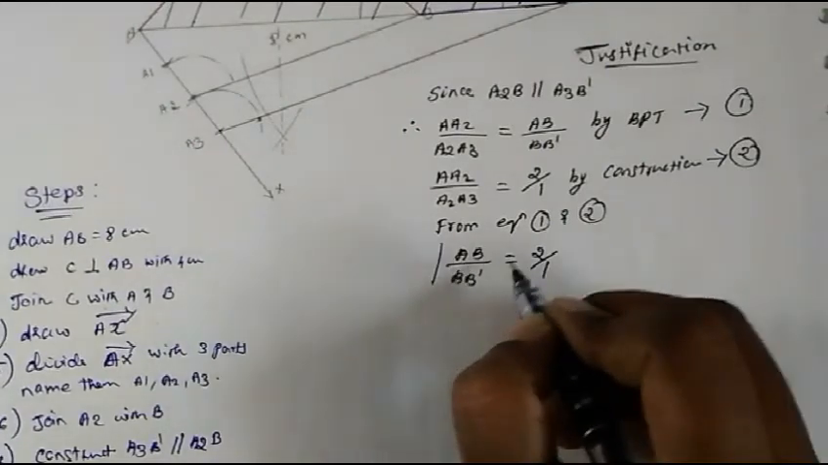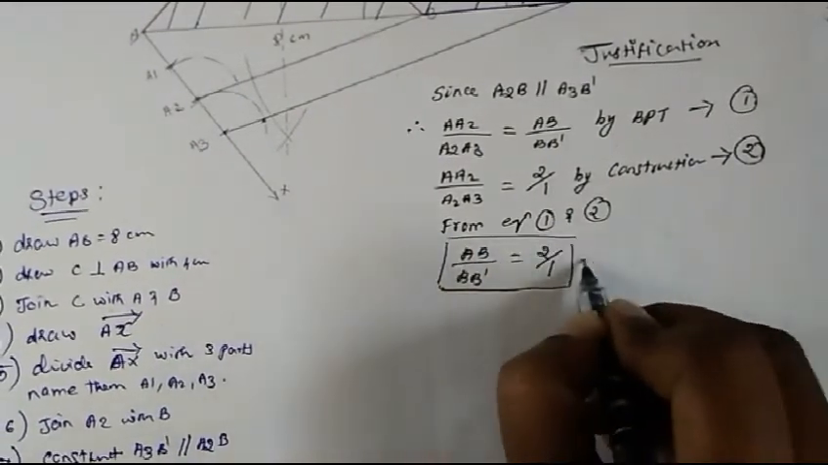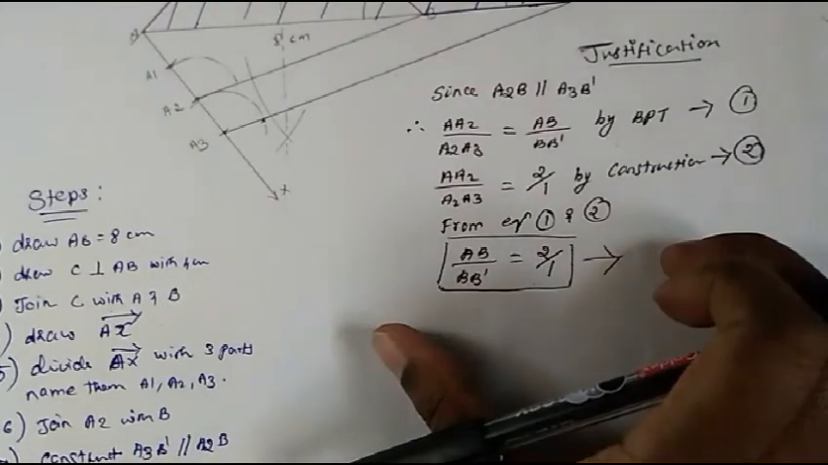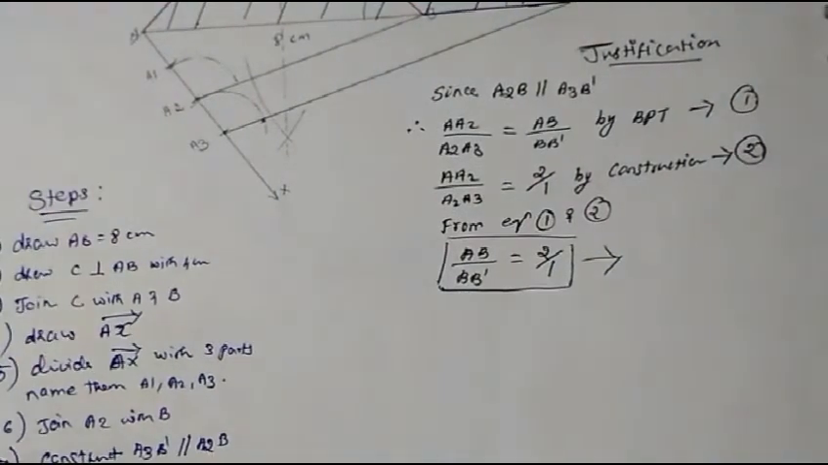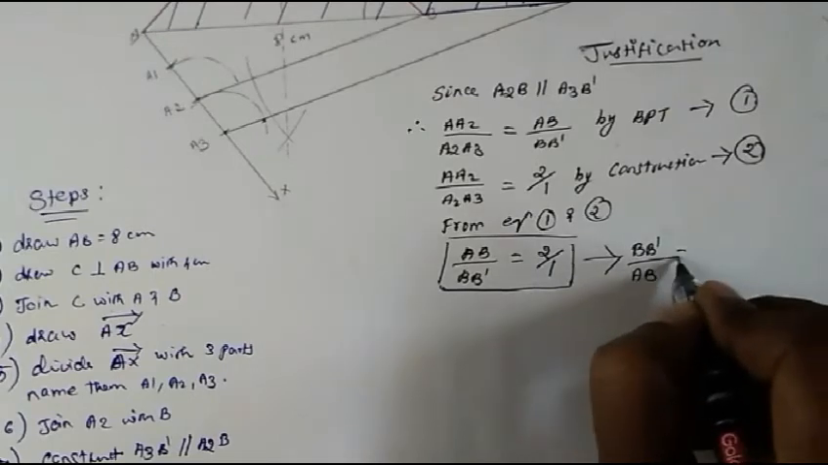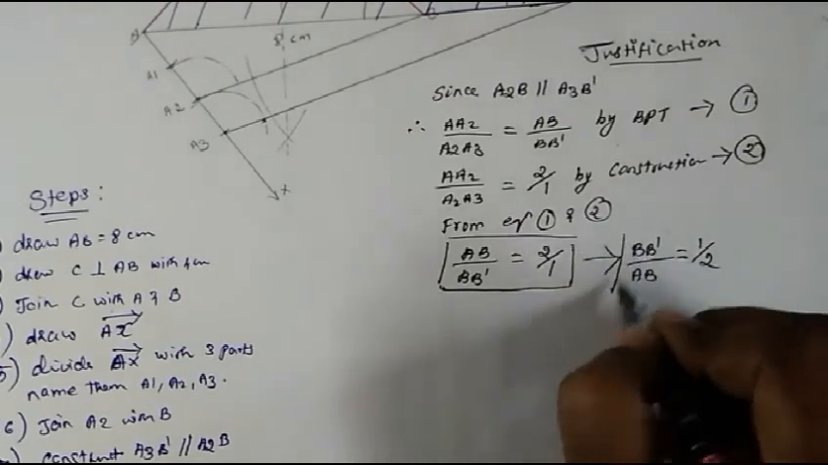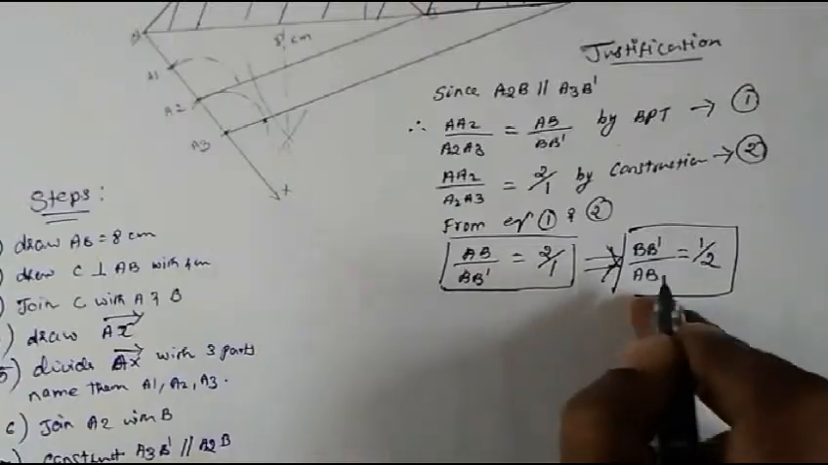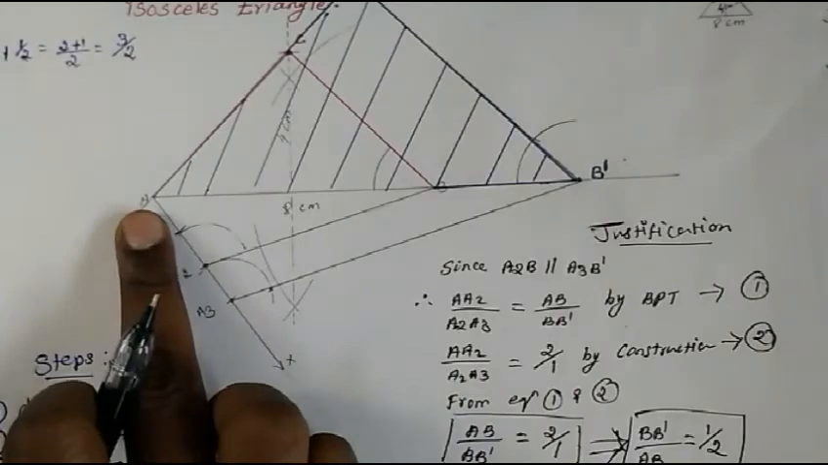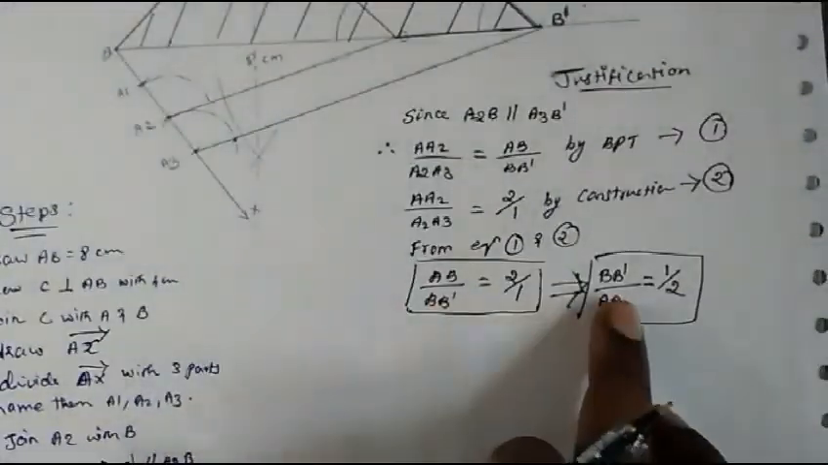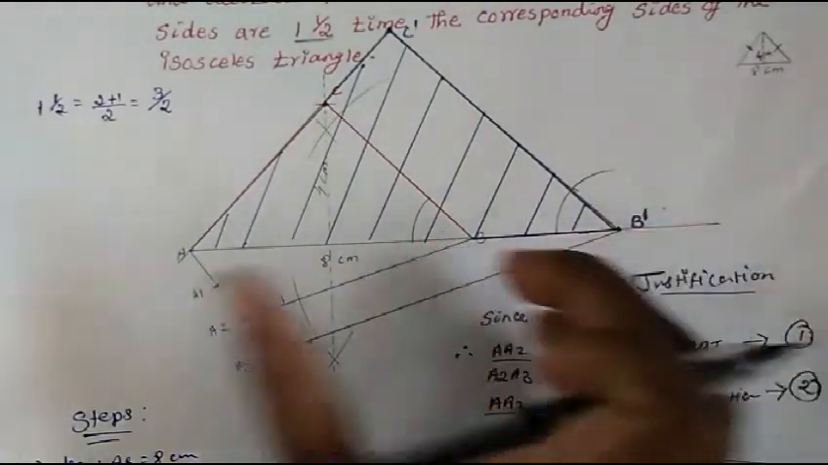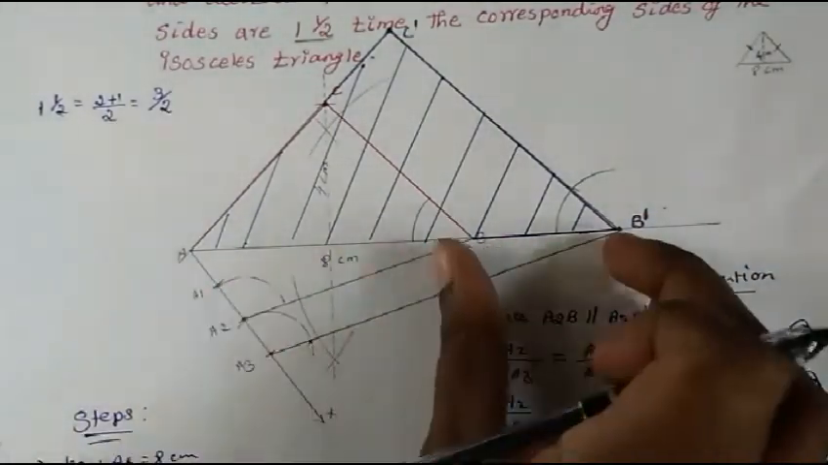Let us keep it as it is, or you can write the reciprocal. So B dash upon AB is equal to 1 upon 2. This is the reciprocal of this. So we have proved that B dash is 1 upon this 2. This is 2 parts and this is 1 part.